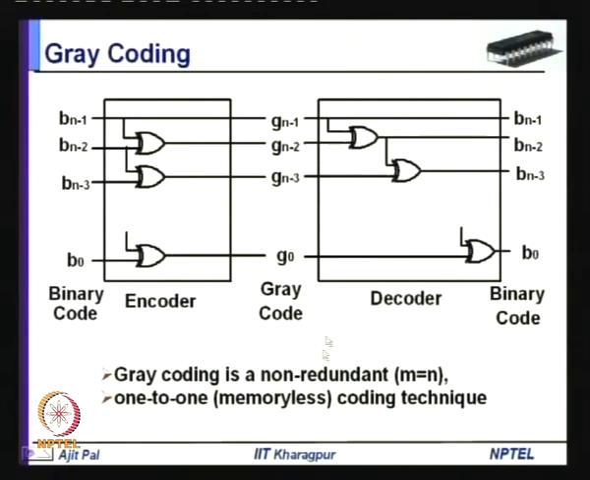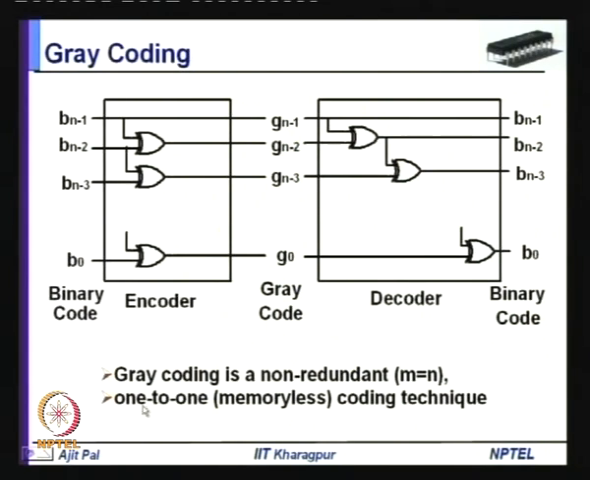So, from this you can conclude that gray coding is a non-redundant code, because the number of bits is not changing. Here you have got n bits, and the encoded code also has n bits. So, the number of bits is the same. So, it is a non-redundant code.